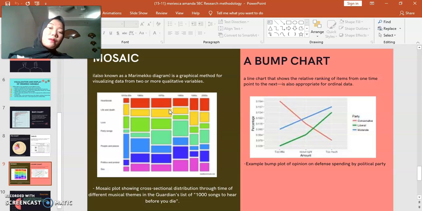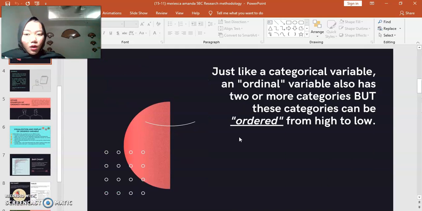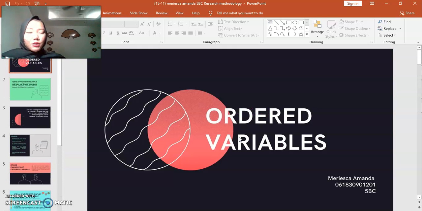So the last one is bar chart. A line chart that shows the relative ranking of one item to the next one is also appropriate for ordinal data. Here is an example bar plot of opinion on defense spending by political party. So those are the presentations.